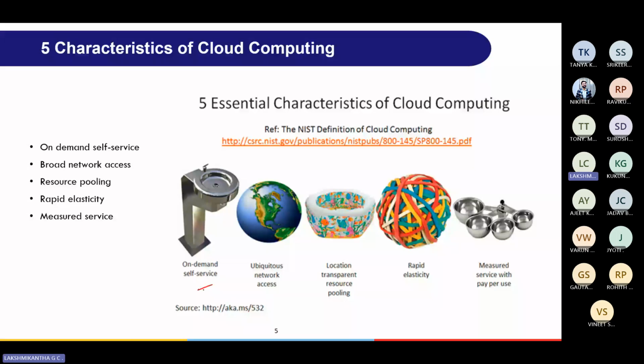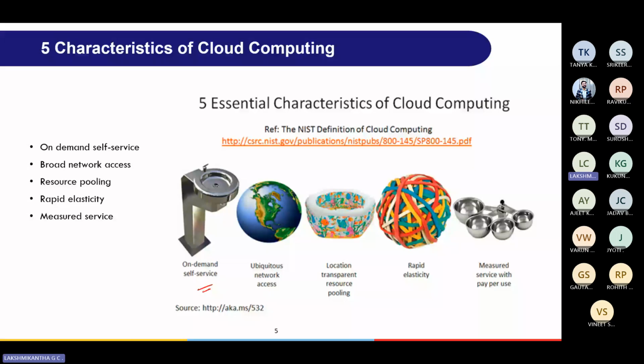The user can provision computing capabilities like server time or network storage automatically without requiring human interaction with the service provider. So that is called on-demand self-service.